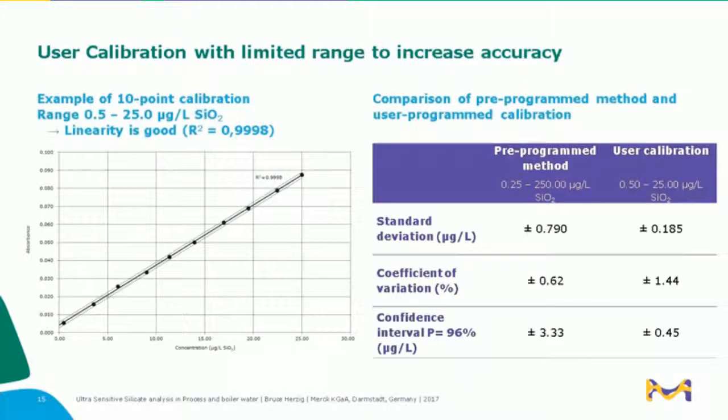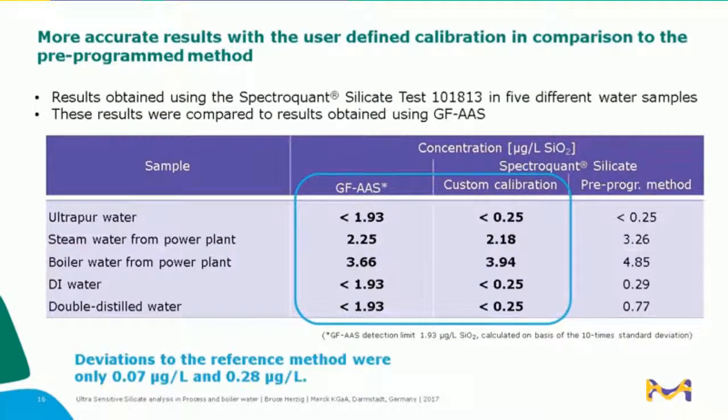We had excellent linearity of 0.9998, and what we found was that our confidence interval went from 3.33 with the pre-programmed method down to 0.45, which is going to give you much better confidence in your results and a much better detection limit. Standard deviation was also good, and coefficient of variation was acceptable on this test as well. More accurate results were achieved using the user-defined calibration than with the pre-programmed method.